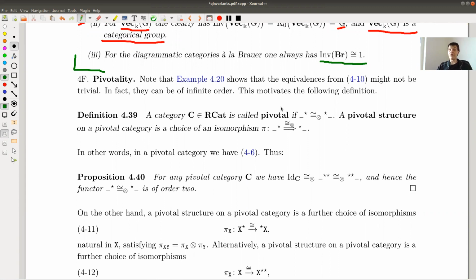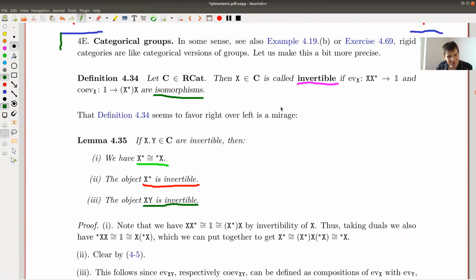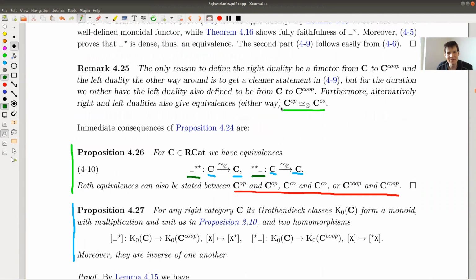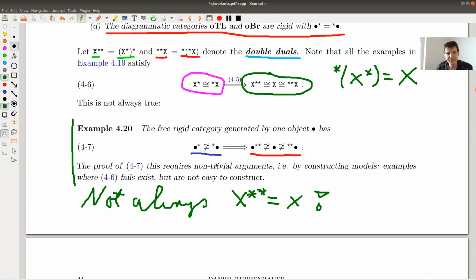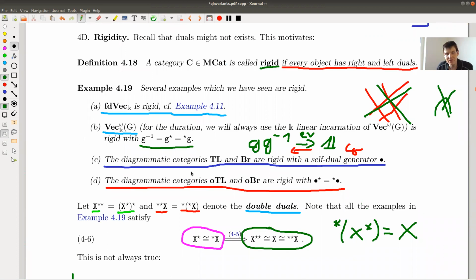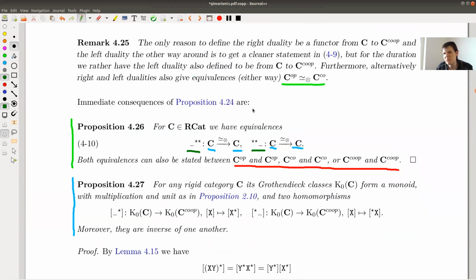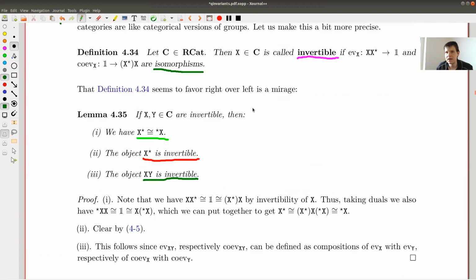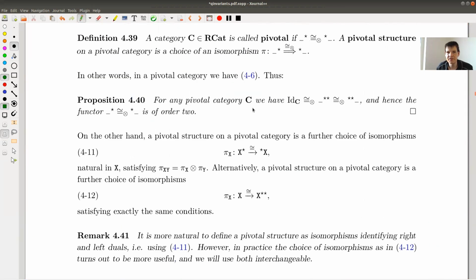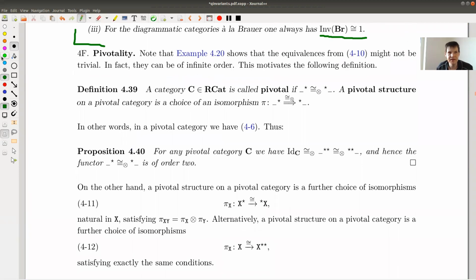This is called pivotality. Pivotality is just the observation that almost always left and right duals agree. In all of the examples we have in mind, in almost all examples you ever write down, left and right duals are actually the same. And it's a pain to keep it around. So come up with a definition that you will then use all the time, where left and right dual are the same. And this is exactly the definition of pivotality.